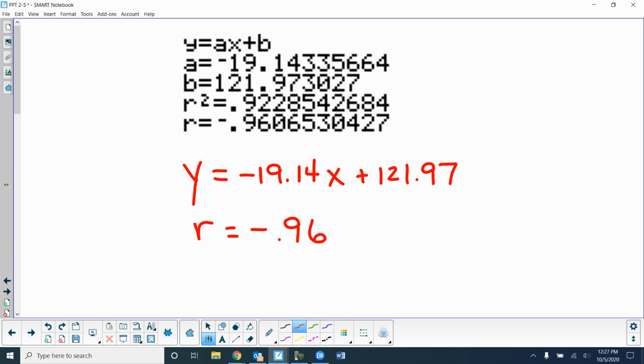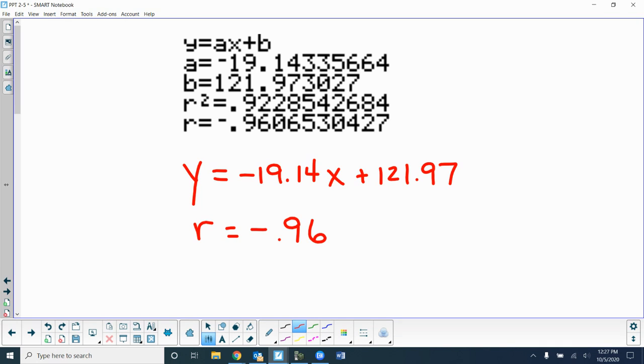That was question B there. It said, predict the wing beat rate for a giant hummingbird with a mass of 19 grams. That means to put 19 in for X, because that was the gram part, right? And what happens is you get a negative number. Is it possible to have a negative number of beats? No. So that wouldn't be possible to have a 19 gram hummingbird, at least according to this.